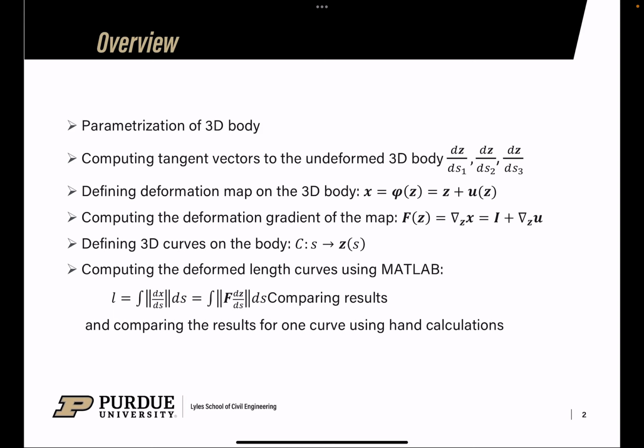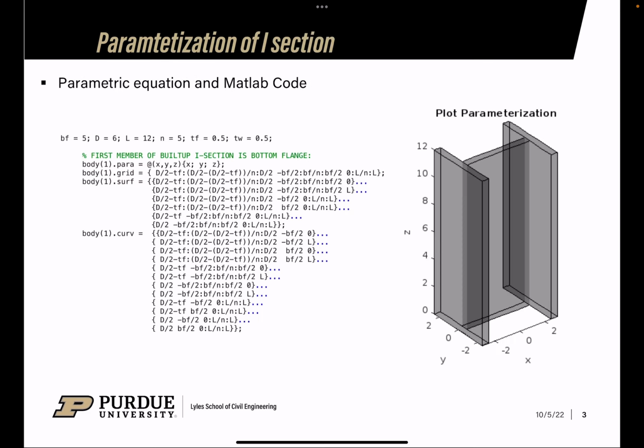After that, I'll define a deformation map on the 3D body. And once the deformation map is defined, partial differentiation of the deformation map will give us the deformation gradient. Then I'll define some 3D curves on my body. And lastly, I'll compute the deformed and the undeformed length using MATLAB. And I'll verify for one curve using hand calculations.